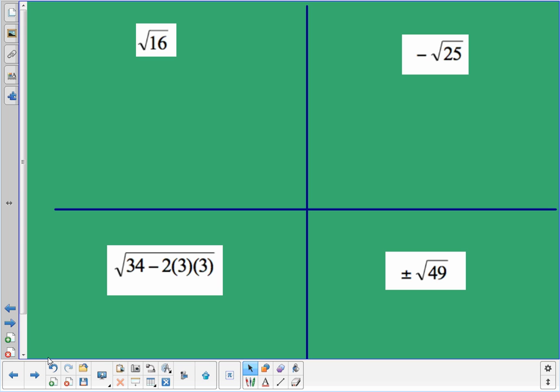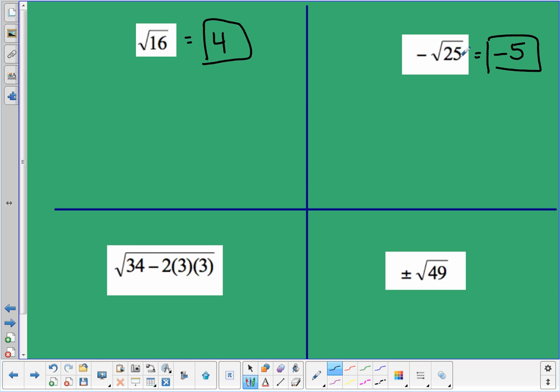Let's review finding the square root of things and using our order of operations up at the top of your page. If I look at number 1, I'm looking at the square root of 16. The square root of 16 means I want some number times some number that gives me 16, which is 4. When I look at the negative square root of 25, I take the square root of 25 and get 5, and then multiply that by negative 1, so I'm looking at negative 5.